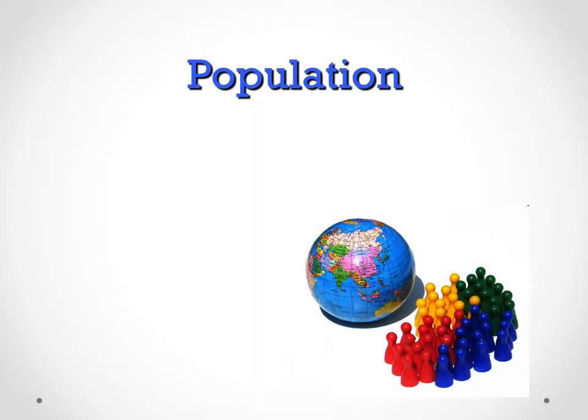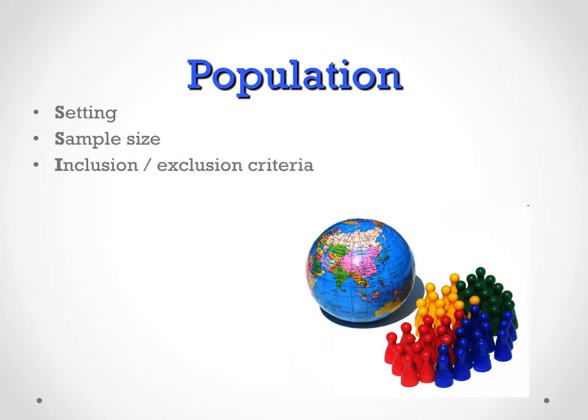Moving on to population, the methodology should give you some idea of the setting, for example, a busy inner city district general hospital. The authors should mention how the sample size was calculated and what the inclusion and exclusion criteria were, how recruitment took place, for example, between 7 a.m. to 7 p.m. weekdays over 4 months.